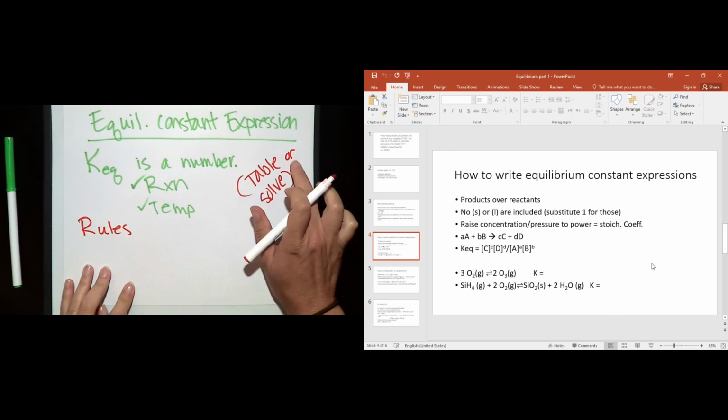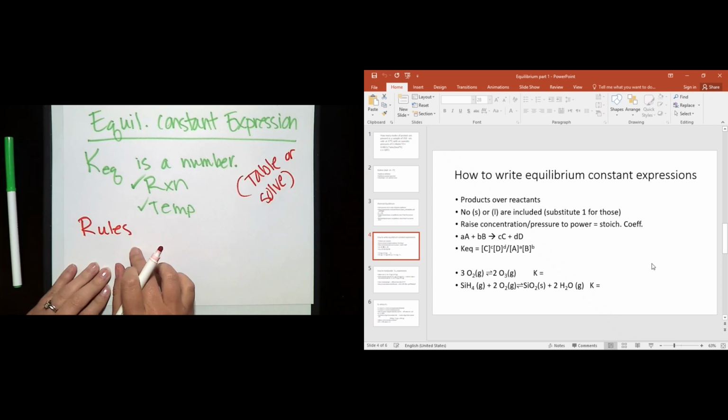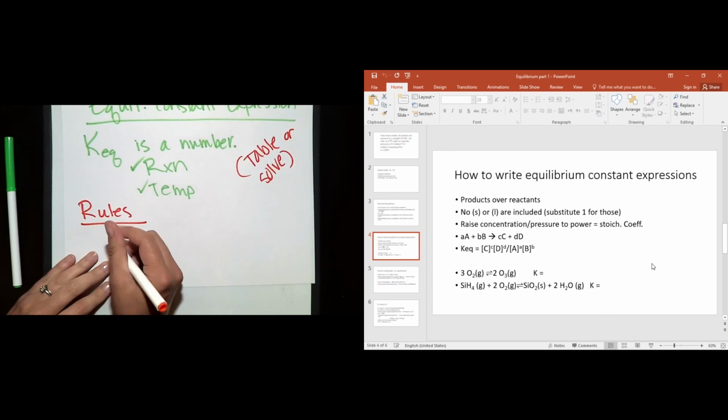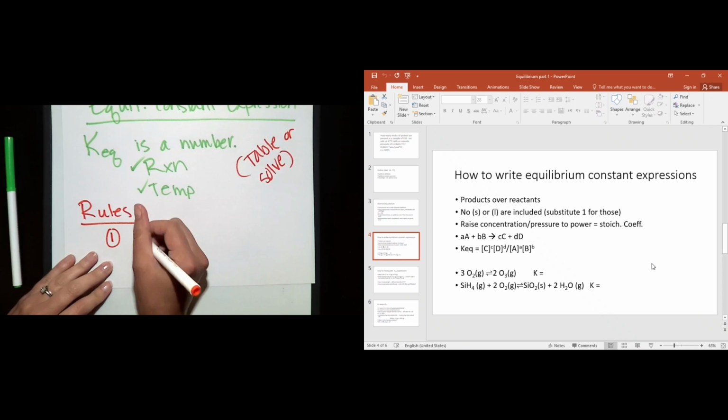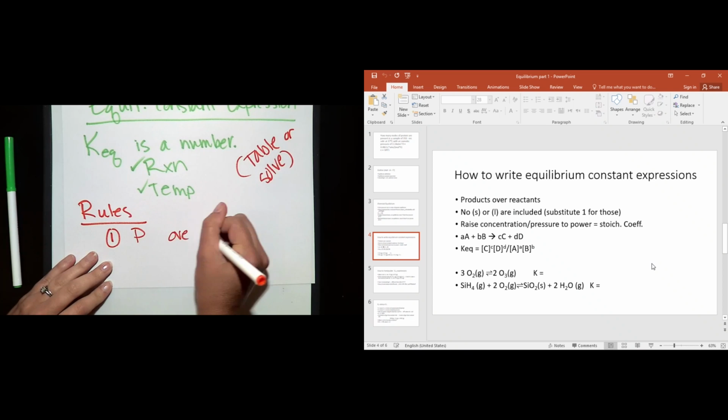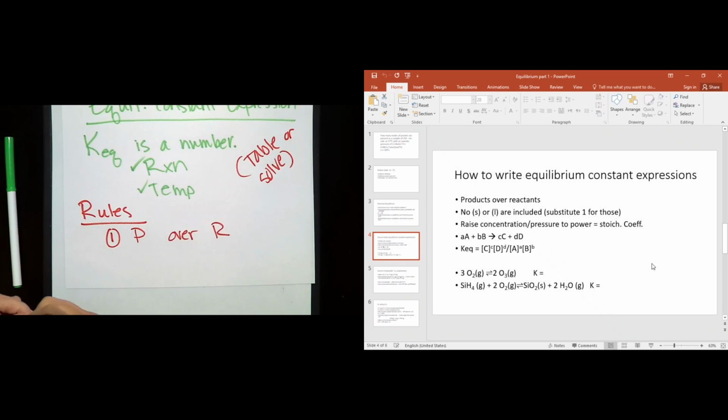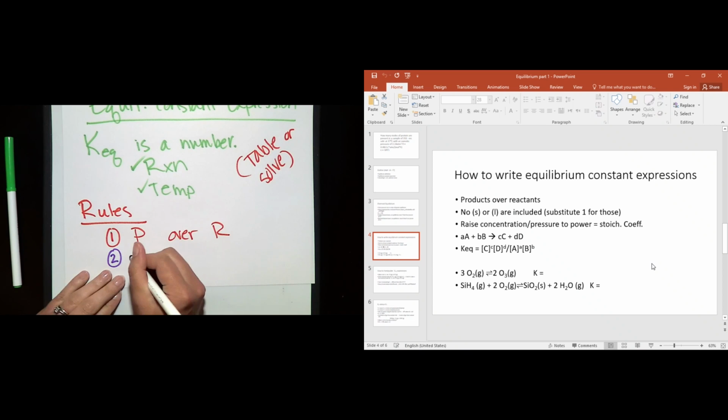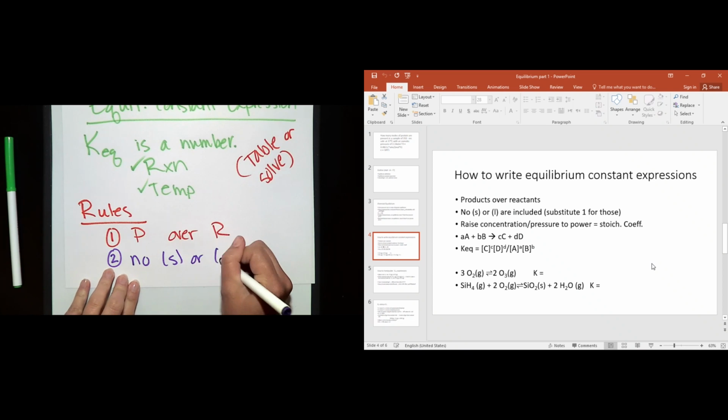And then we would set that value equal to an equation or an expression. So the rules for setting up the expression are: number one, products go over reactants. Okay, we talked about that a little bit. I think we're okay with that one. Two is that we don't include pure solids or pure liquids. Nothing that has that S phase after it, or the L, pure liquid, after it.